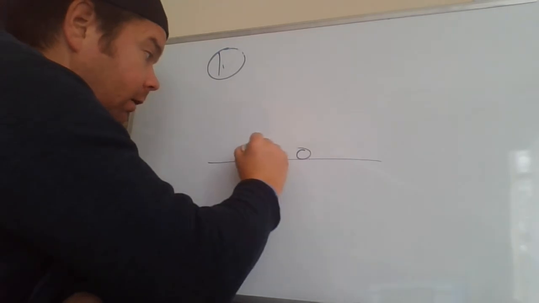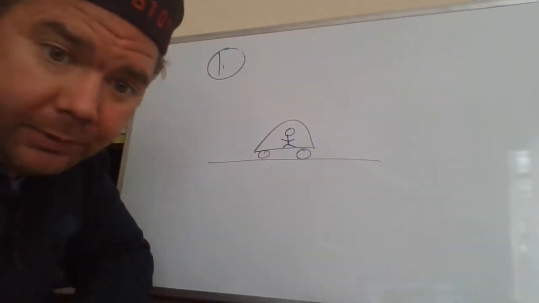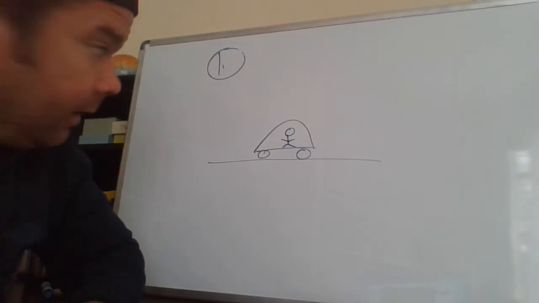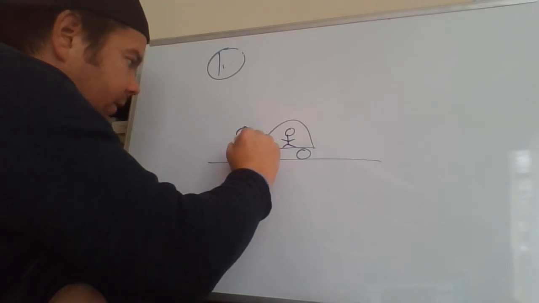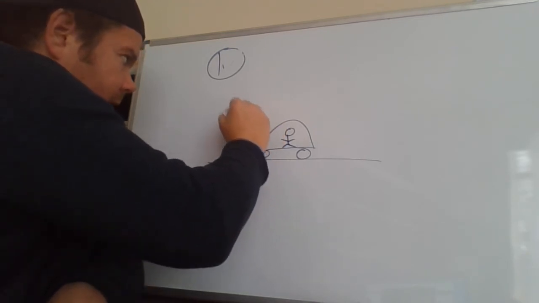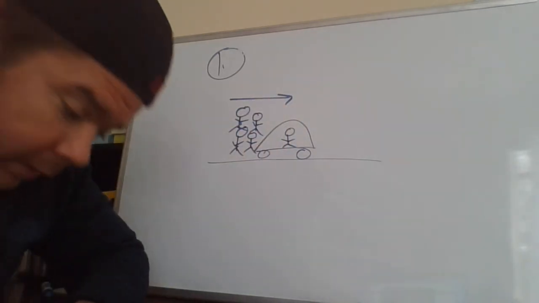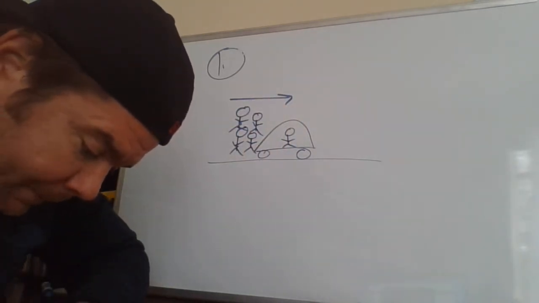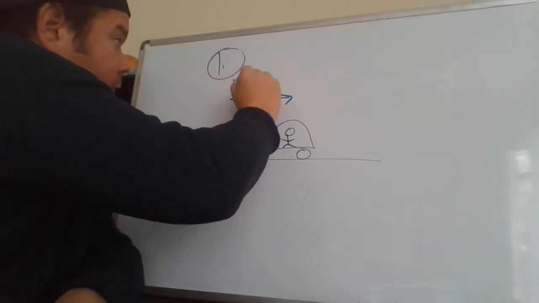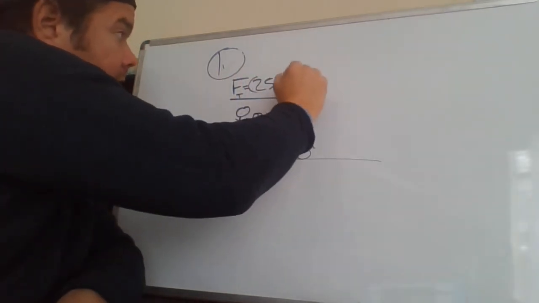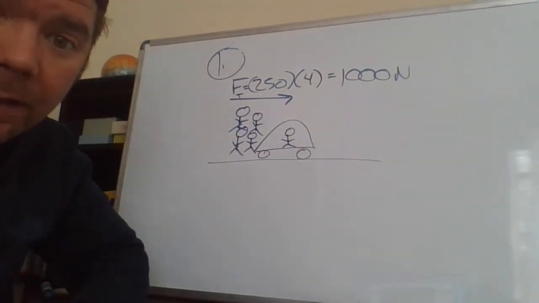So we've got this car, right? I don't know if there's someone in it or not. Probably someone needs to be steering the car while these 4 people push. So there's 4 people out here. They're all pushing, right, with 250 newtons of force. So the total force is going to be equal to 250 times 4, which is 1,000 newtons, right?